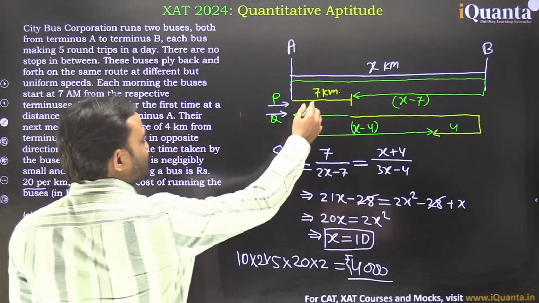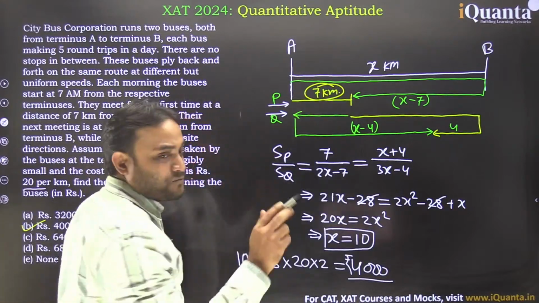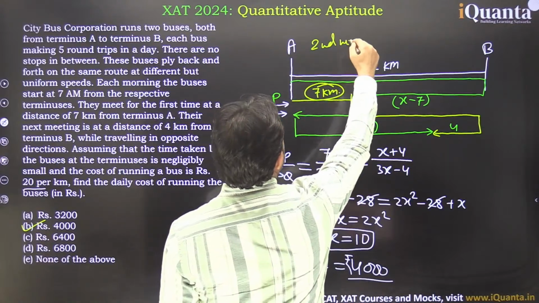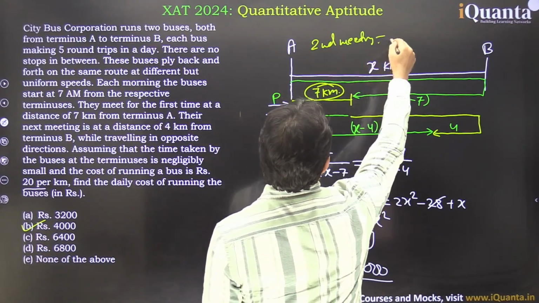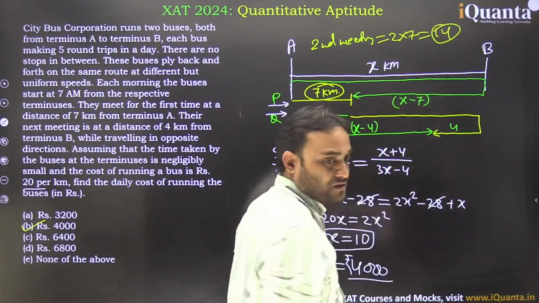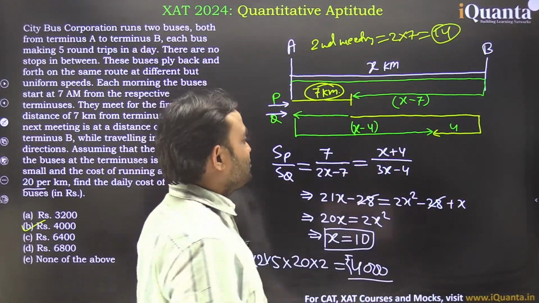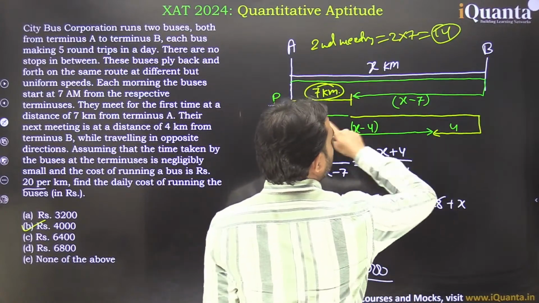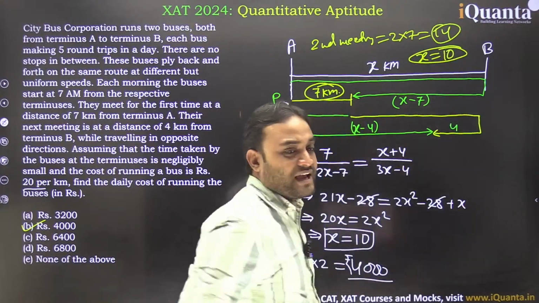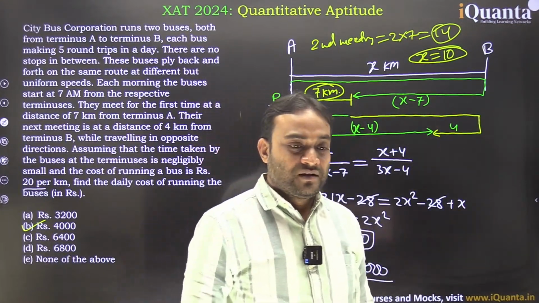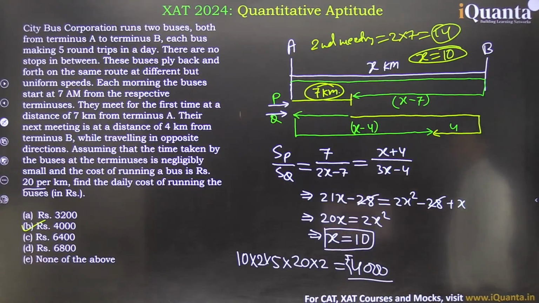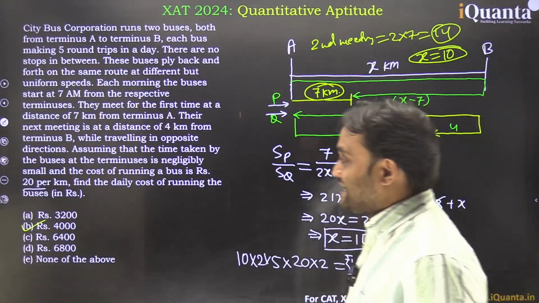So the first bus has covered 7 km for the first meeting. For the second meeting, altogether it must have covered 2 into 7, which is equal to 14 km. Out of this 14 km, this is 4. Can we say x will be 10 km? Straight away you can find x here. x is equal to 10 km.